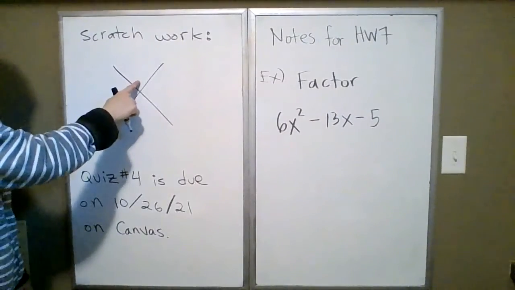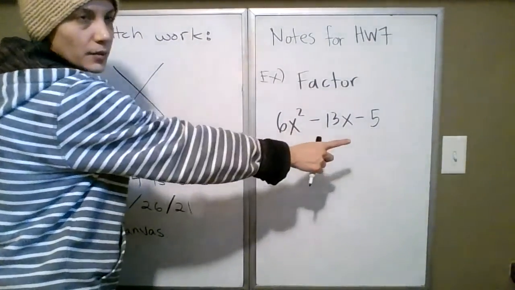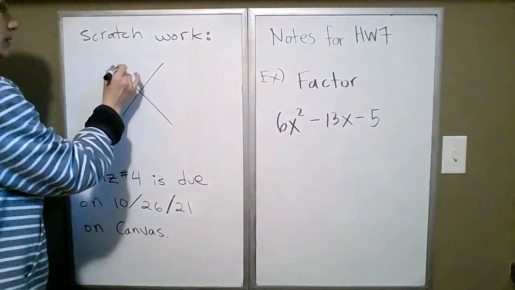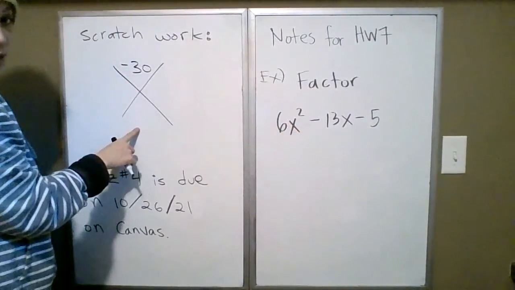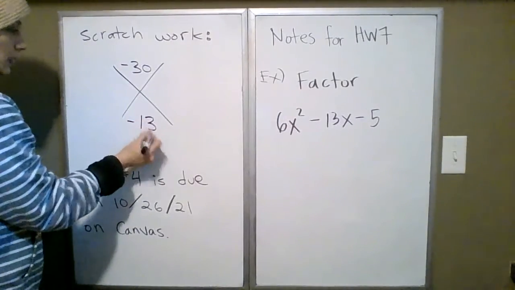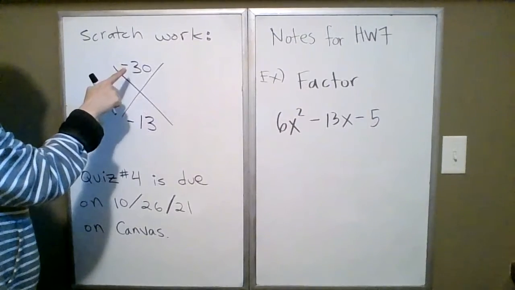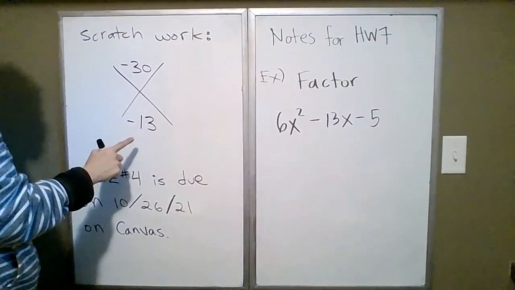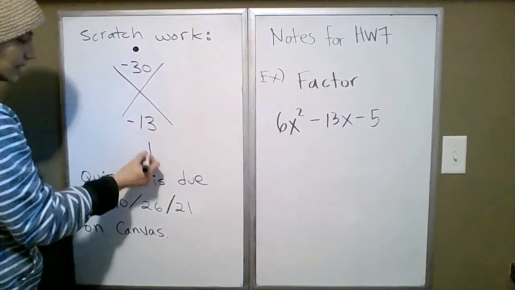In the top, you put the numbers on the end multiplied together. 6 times negative 5 would be negative 30. And whatever number is in the middle just goes right down to the bottom, negative 13. And you have to guess 2 numbers that will multiply to negative 30 and add to negative 13.